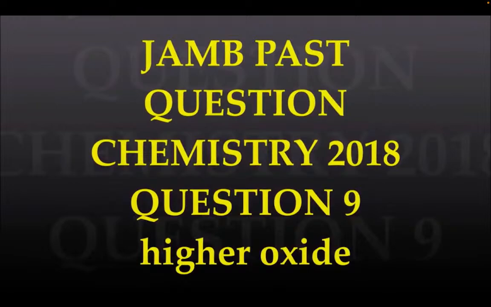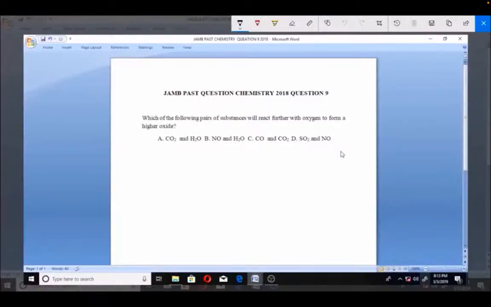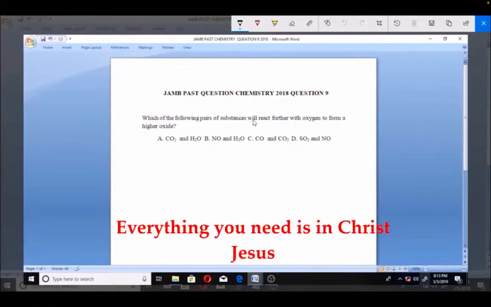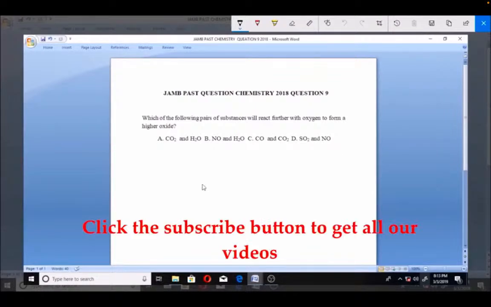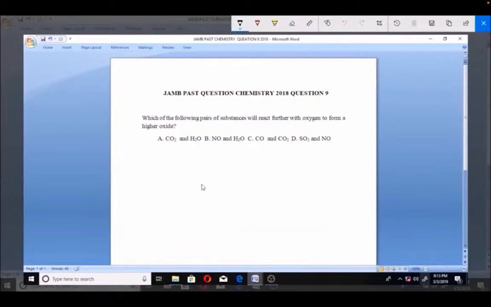Now let's look at question number 9 for JAMB past question Chemistry 2018. Which of the following pairs of substances will react further with oxygen to form a higher oxide? A. CO2 and H2O. B. NO and H2O. C. CO and CO2. D. SO2 and NO. So which of the following pair of substances will react further with oxygen to form a higher oxide?